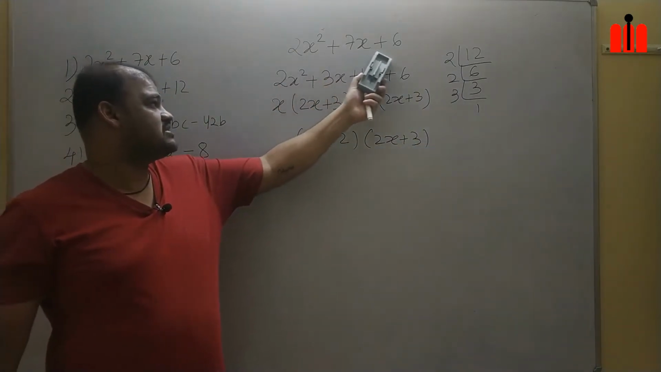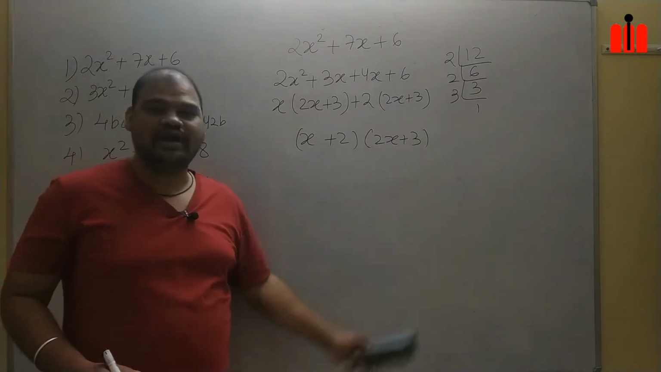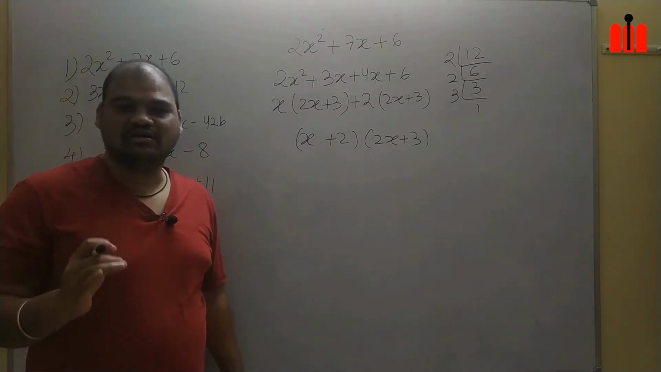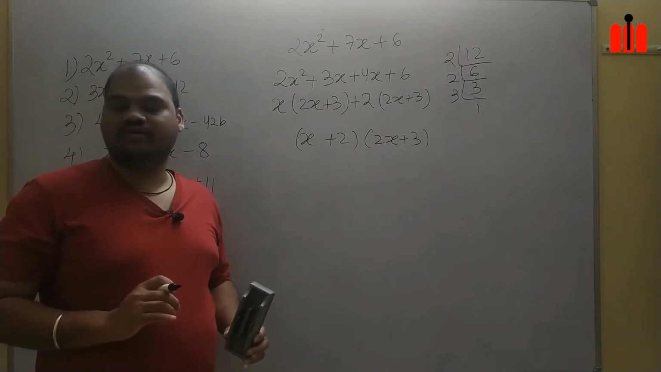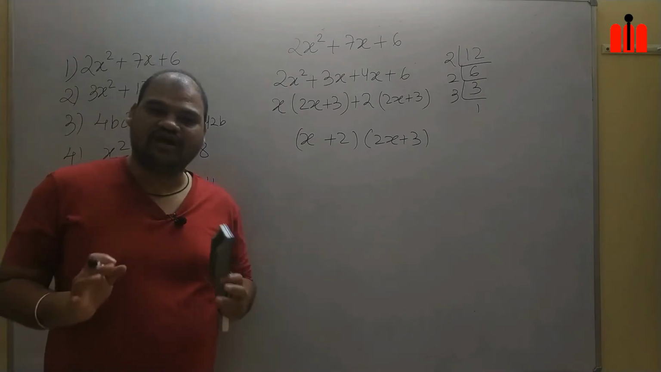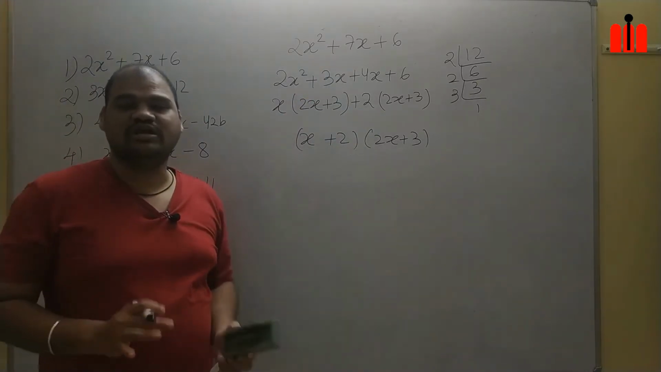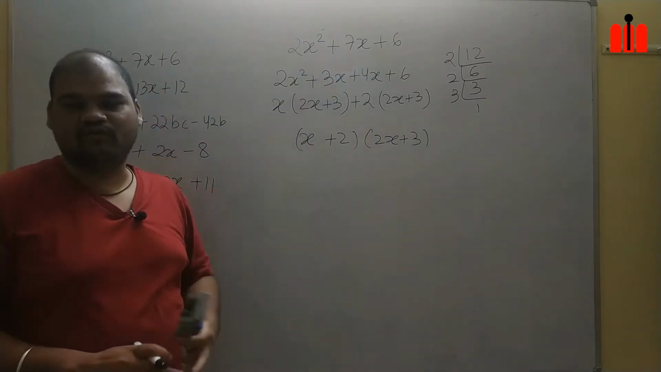2x square plus 7x plus 6. How had we made the factors? Factors are x plus 2 and 2x plus 3. This is known as factorizing the expression; the quadratic expression we had factorized over here. Are you getting it? Okay. So this is what is known as factorization. And this method which we had done here is known as splitting the middle term. What we had done? We had split the middle term over here.